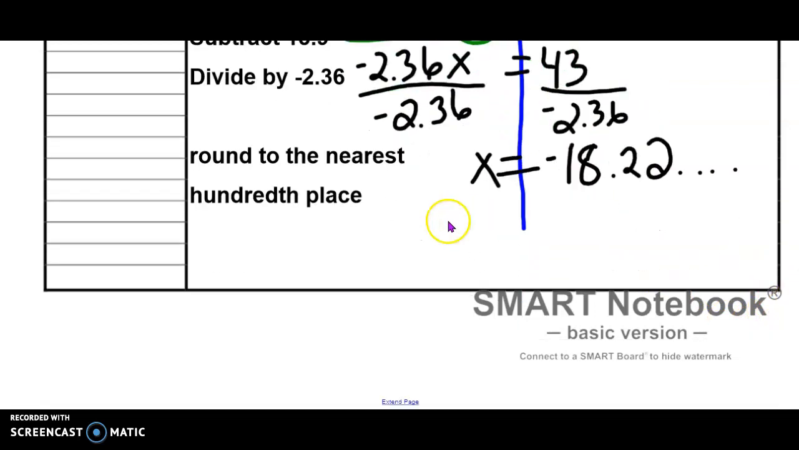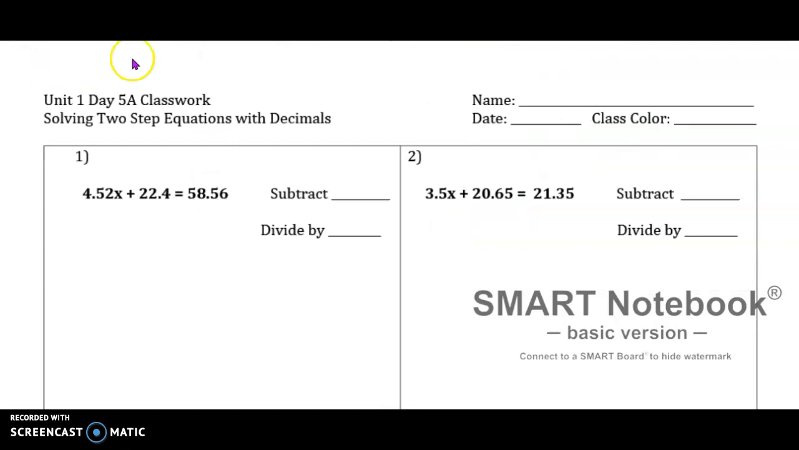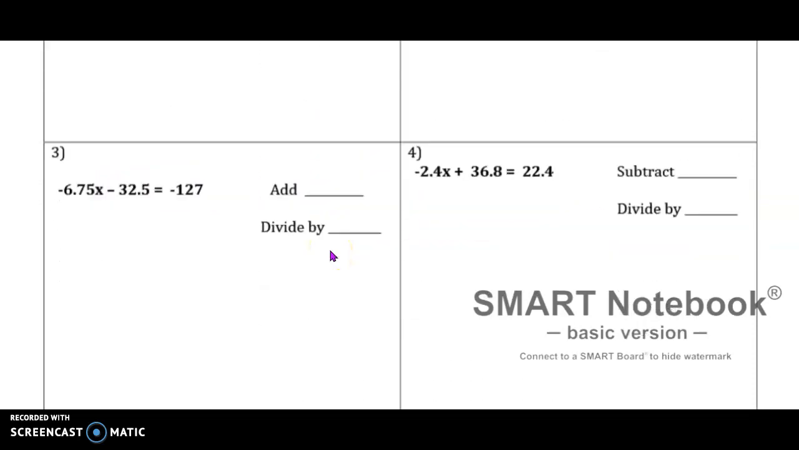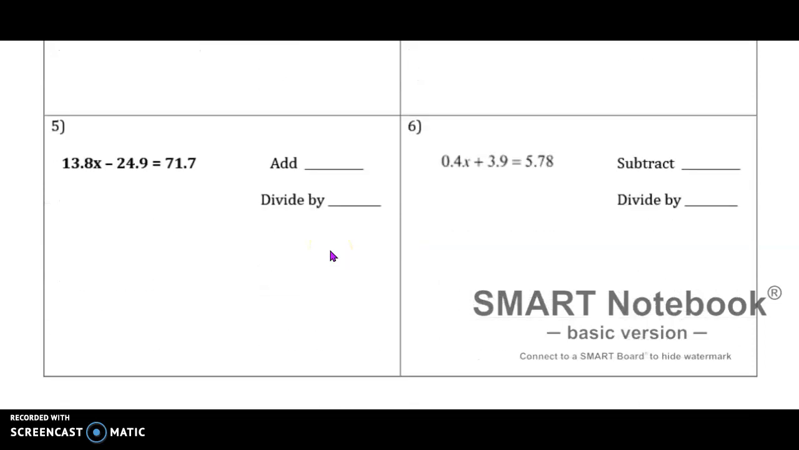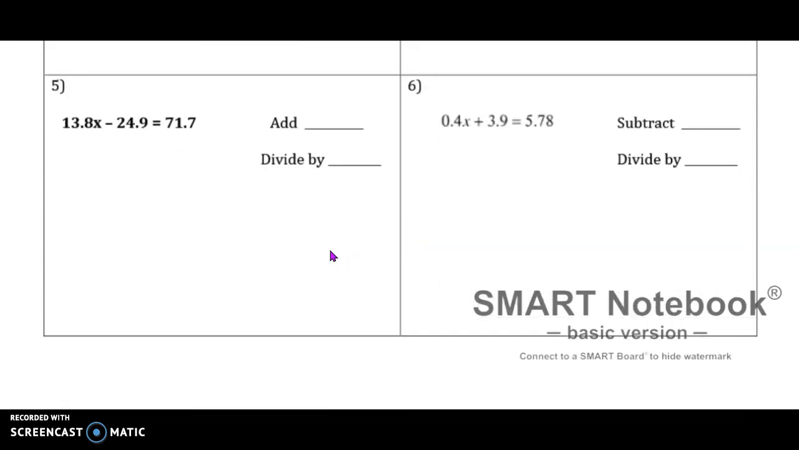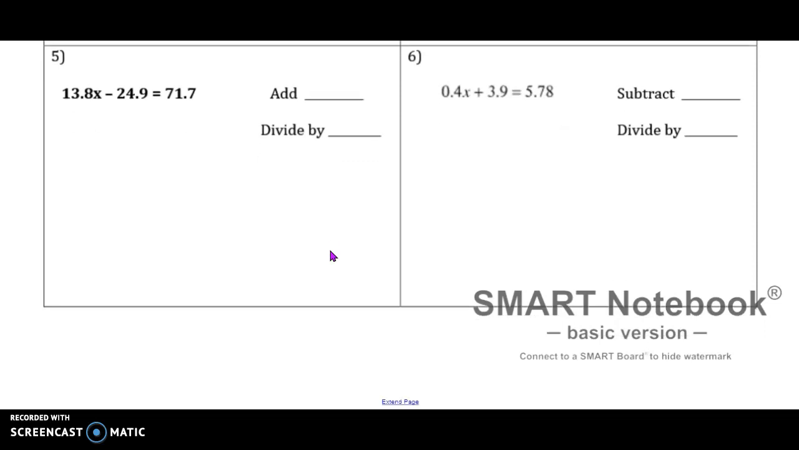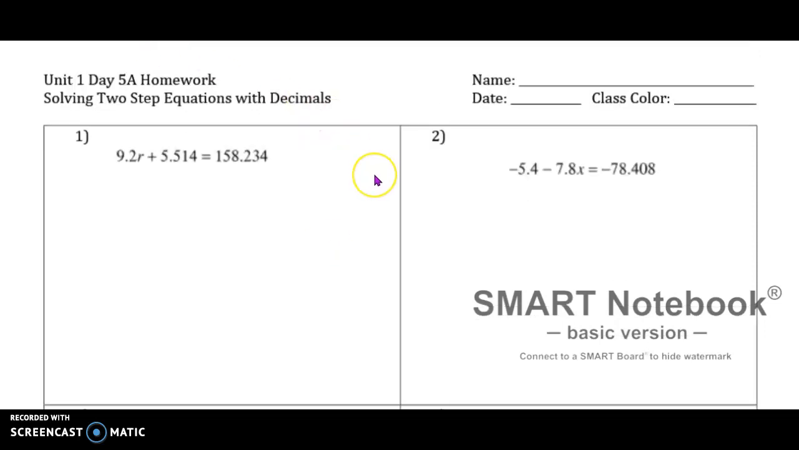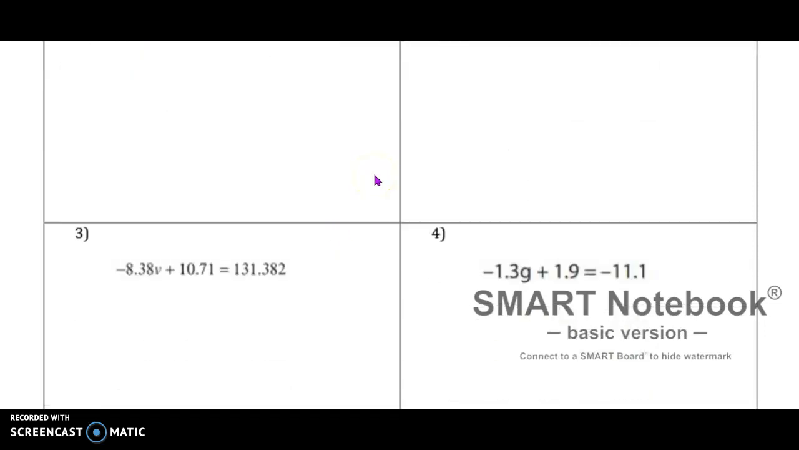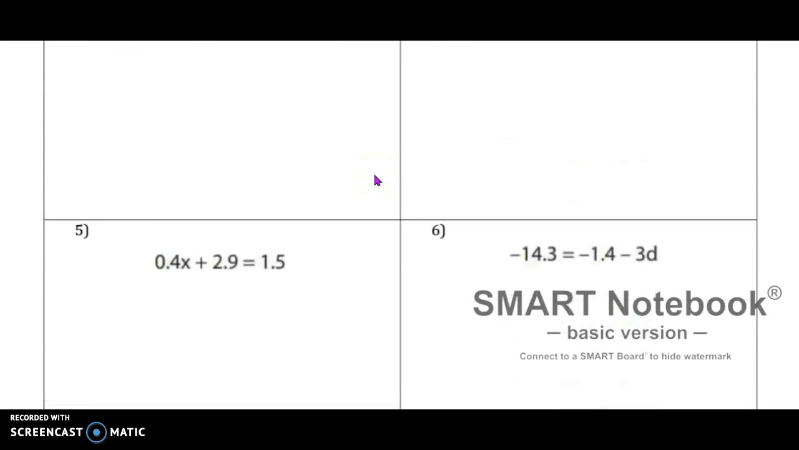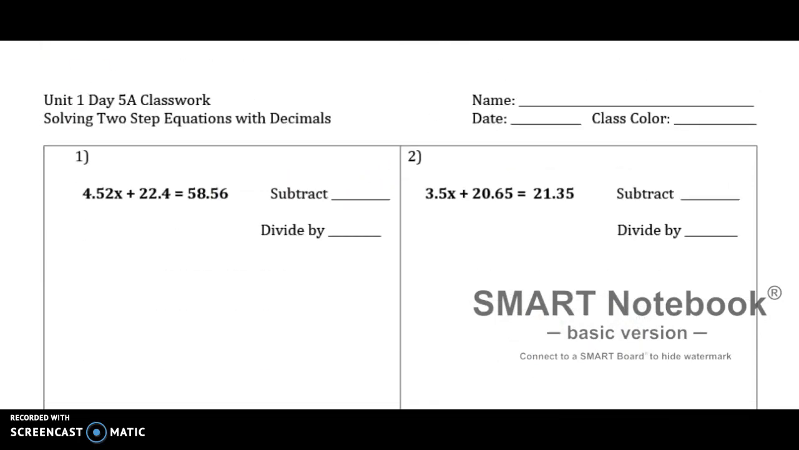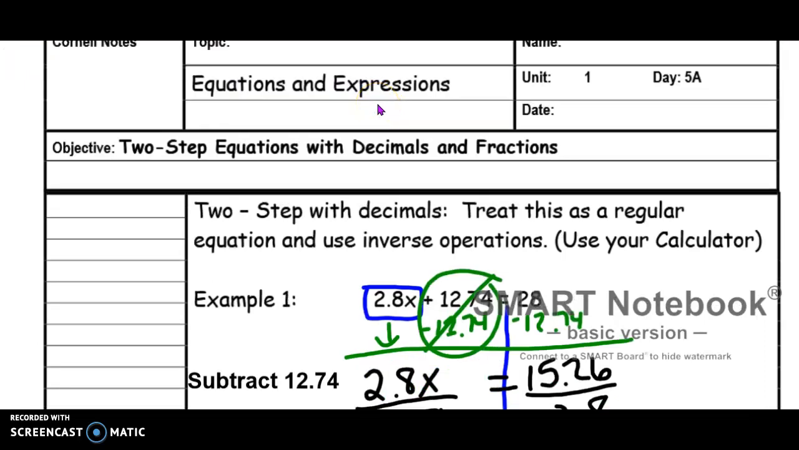Okay, so on your classwork, you're going to today be working on doing the same type of idea. You're solving for x. Your steps are kind of scripted and written out for you first, and then as you go on, the homework doesn't really have those written in, so you want to use your classwork to help you set up your homework. All right, so that is our lesson for today. Two-step equations with decimals.